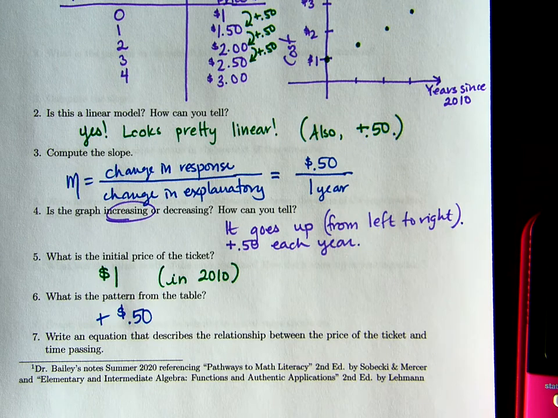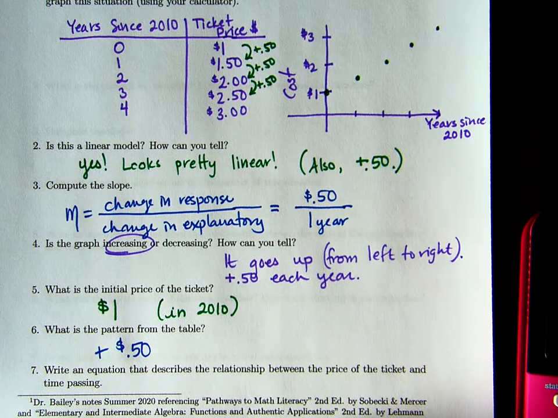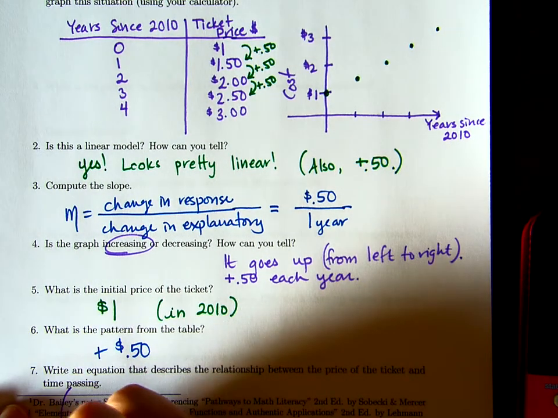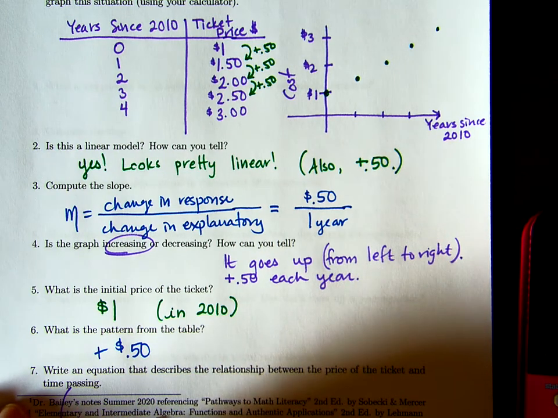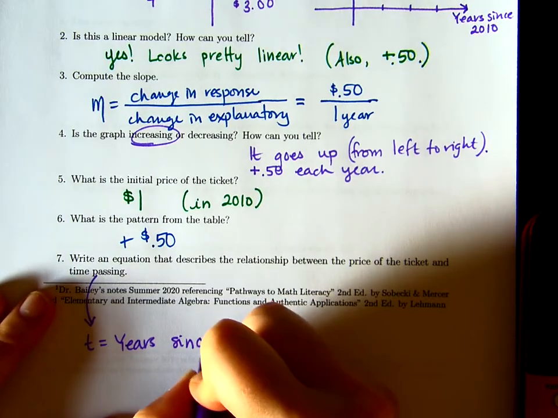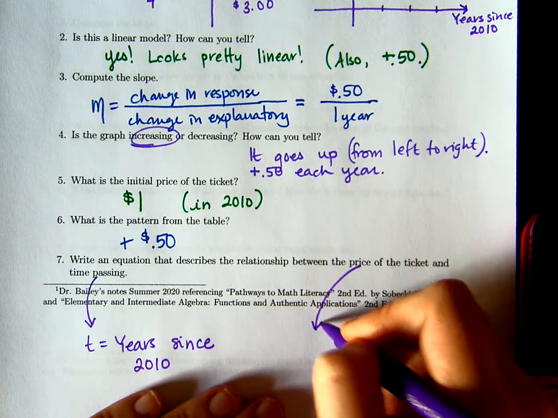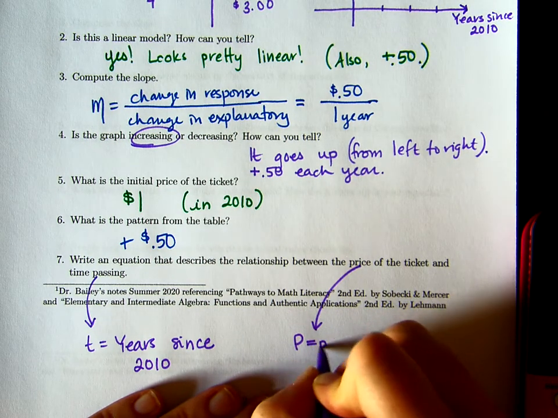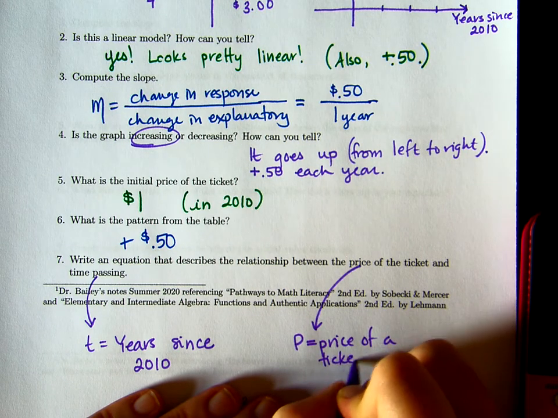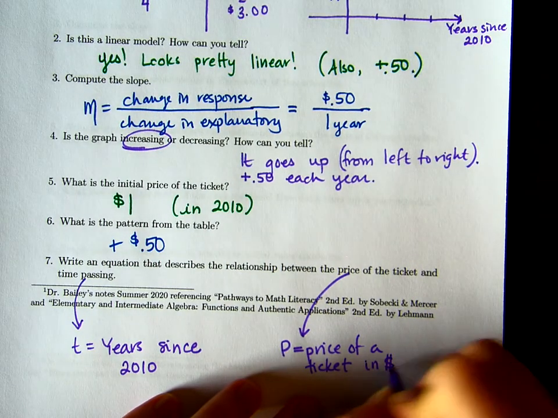Write an equation that describes the relationship between the price of the ticket and the time passing. Okay, we got to give some variables here. Let's go t equals years since 2010. Let's call the price P, price of a ticket in dollars.